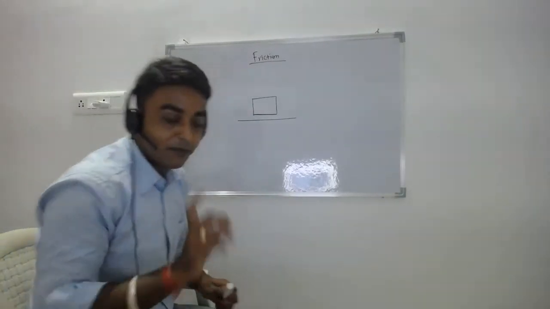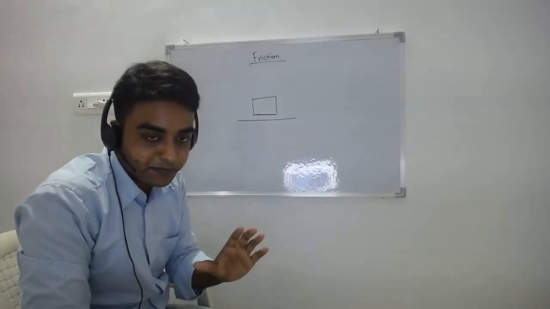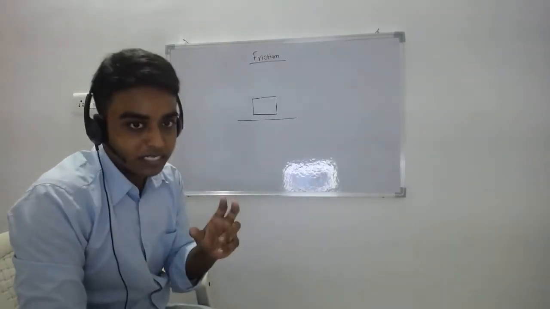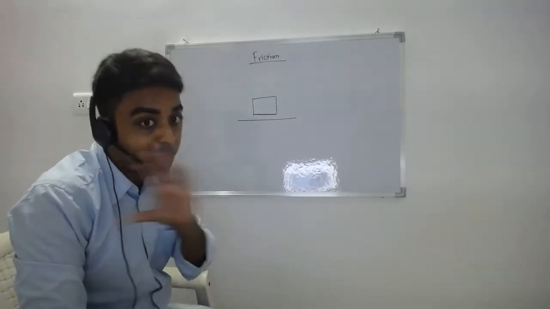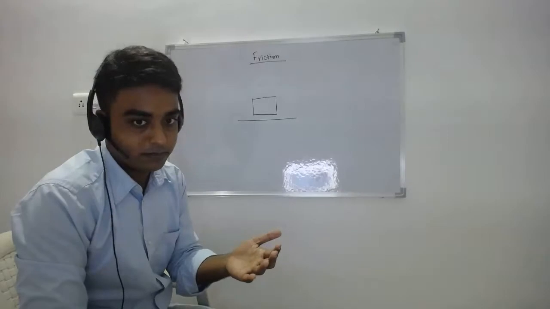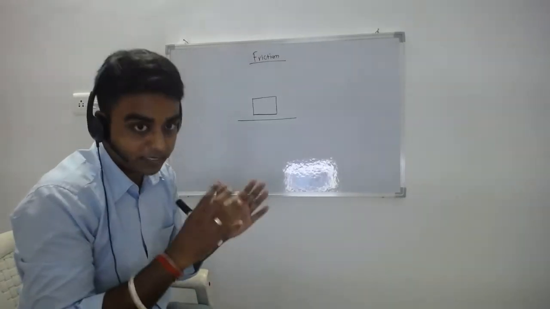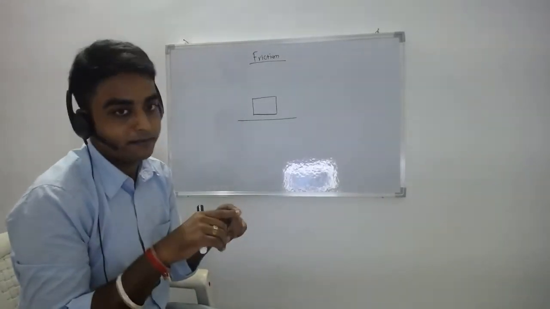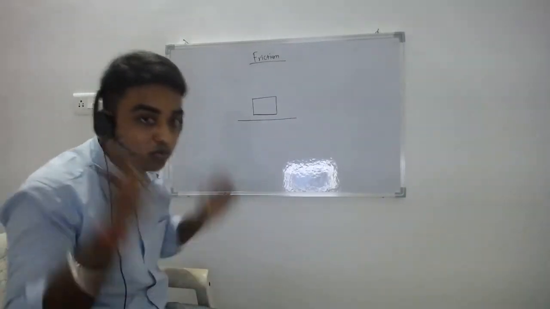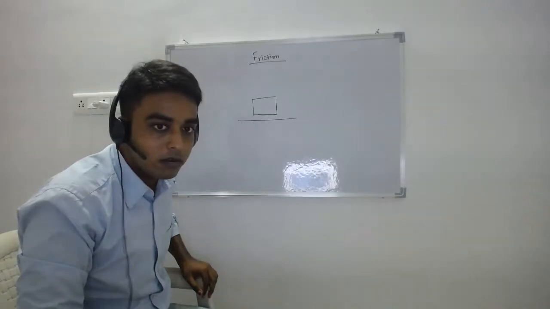So in short, friction is the force which exerts between two contact surfaces, given that the surfaces must be rough, when there is a relative motion between the contact surfaces or a tendency of relative motion between those two surfaces. So this is friction.